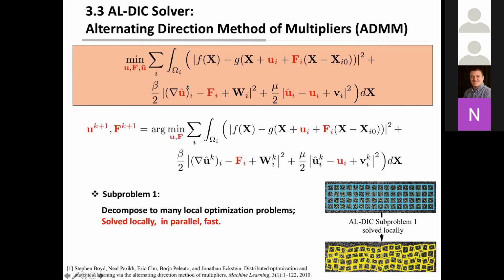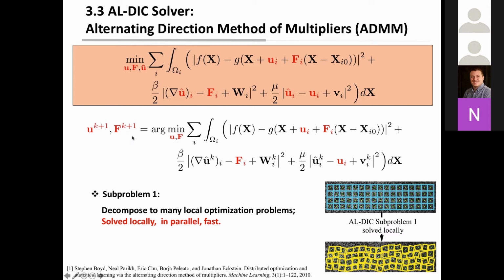And then I just solve this new optimization problem using the alternating direction method of multipliers. Actually, this ADMM has a very nice review paper by Boyd at Stanford. So solving this problem, now you have three variables: U, F and U hat. The first step is that you fix the global variable U hat and you solve for U and F. Because there's a summation there, they can be decomposed into many local problems, so they can be solved very fast in parallel and locally.